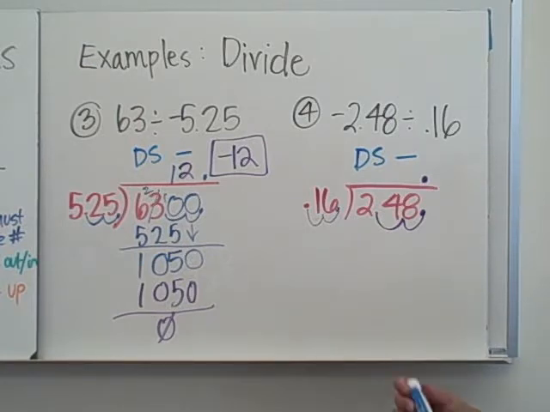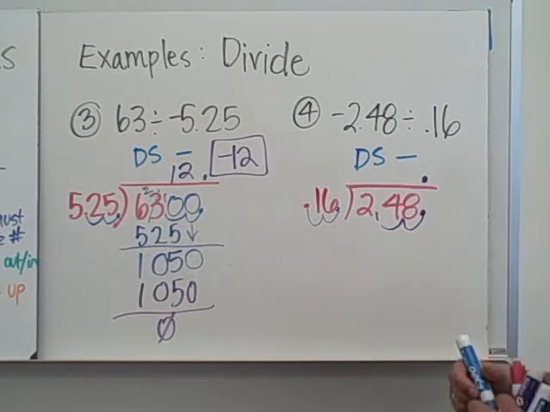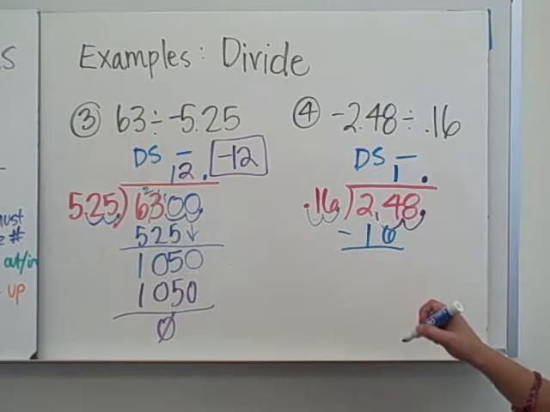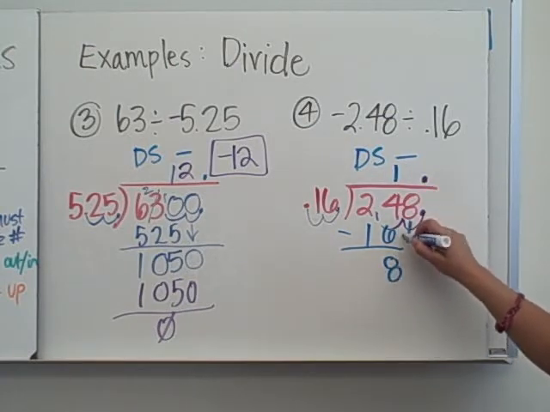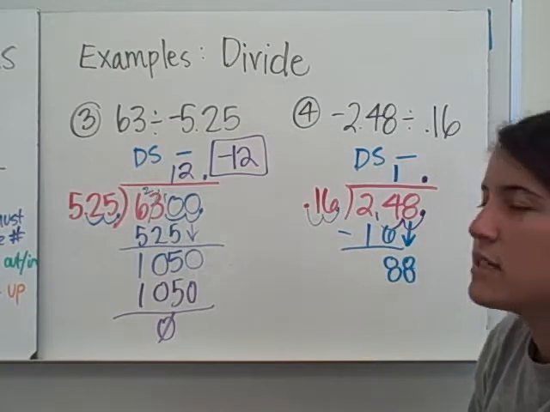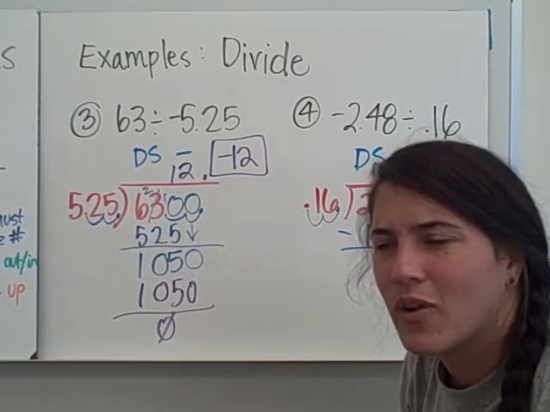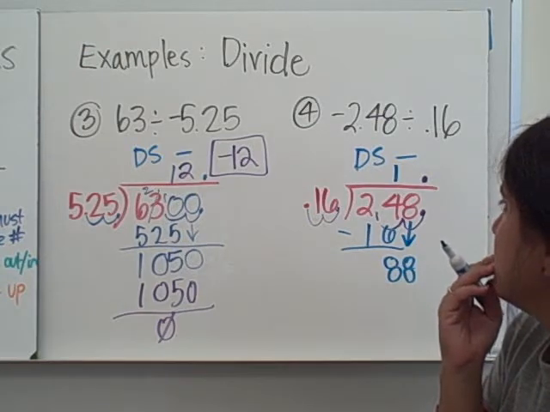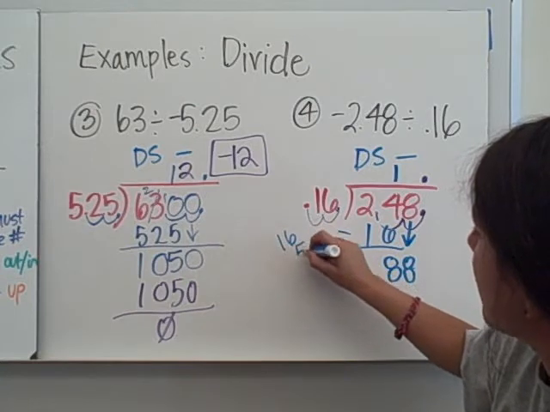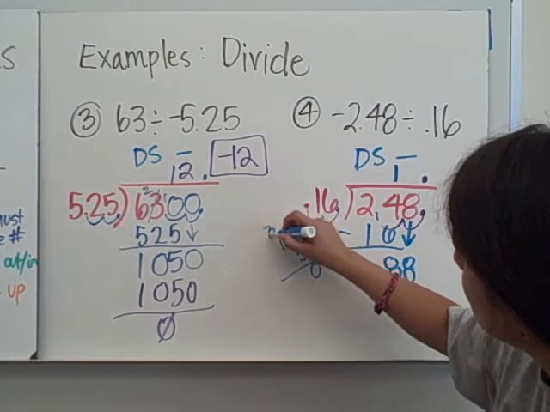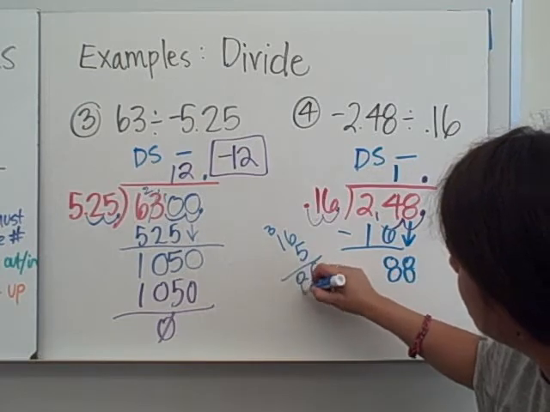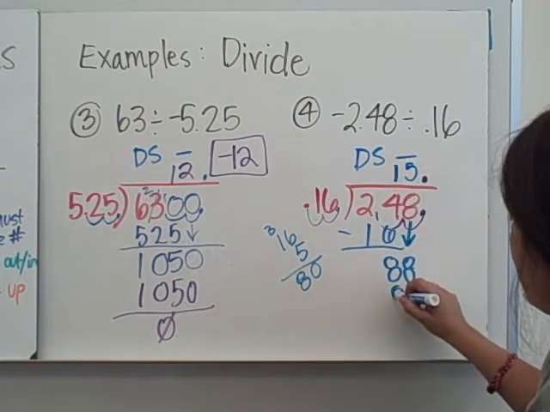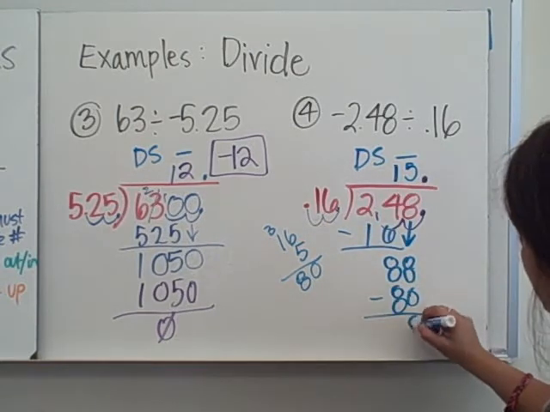I look at this and I see, okay, 16 into 24. We'll go one time. 1 times 16 is 16. And I'm left with 8. Bring down 88. 16 into 88. I'm not really sure how many times 16 will go into 88, so I'm going to try 5. 5 times 16 is 80. So that's pretty close. So I'm going to do 5, and that's 80. I subtract and I'm left with 8.